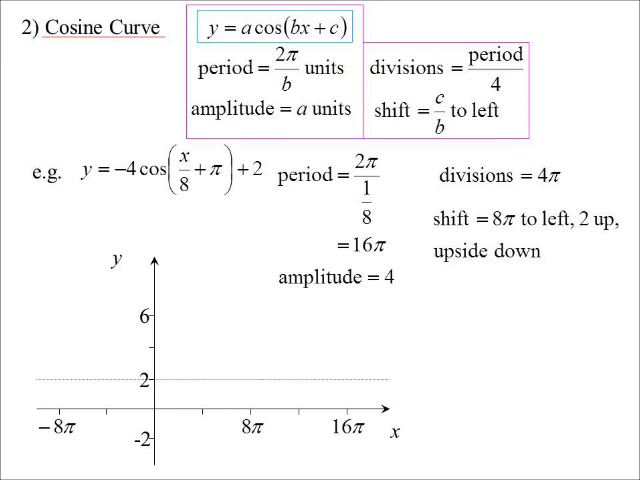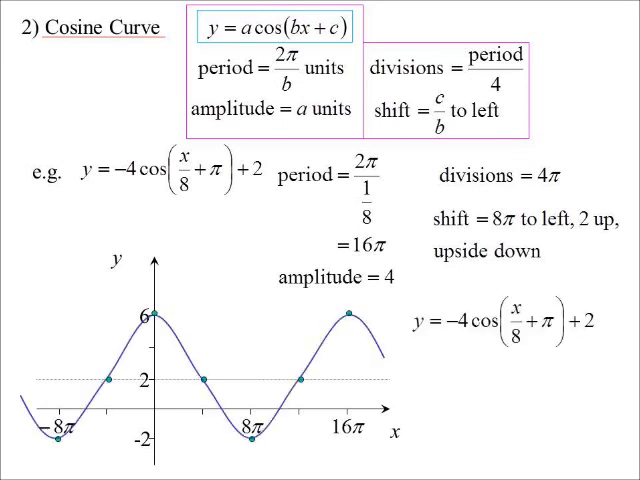Now, a cosine curve would normally start at 0 and I'm at the top of the amplitude. This one has shifted 8 pi to the left, so I'm now starting at -8 pi. It's moved up 2, so it's up at 6, but it's upside down, so we'll start down there at -2. So instead of starting at the top, we're going to start at the bottom. And then from there it moves to the axis, up, down, up, down, up, down. And come on, there we go. And so there's our graph for the cosine graph.